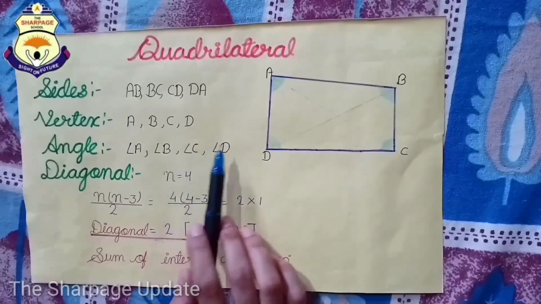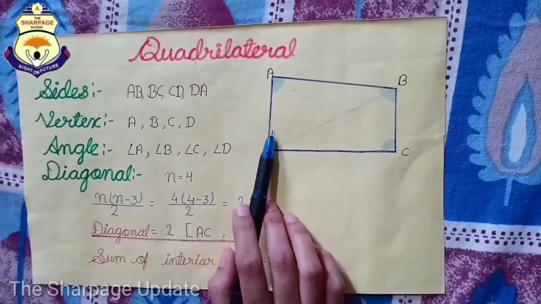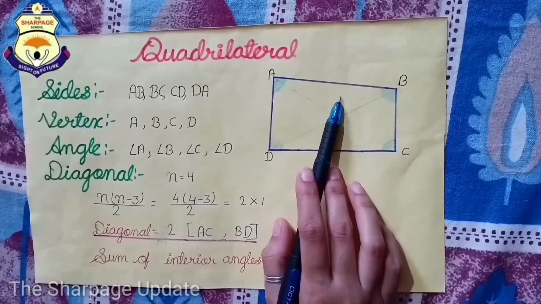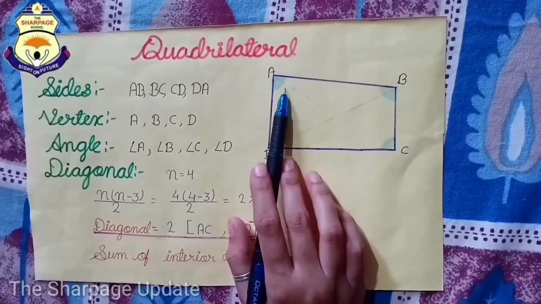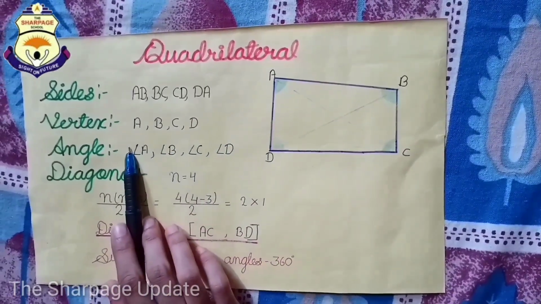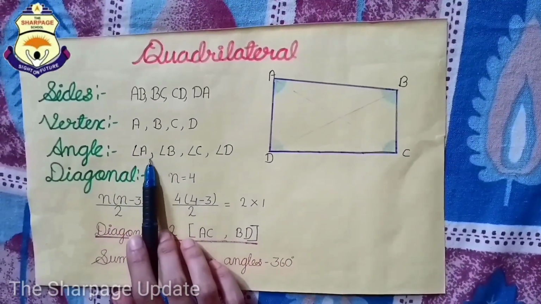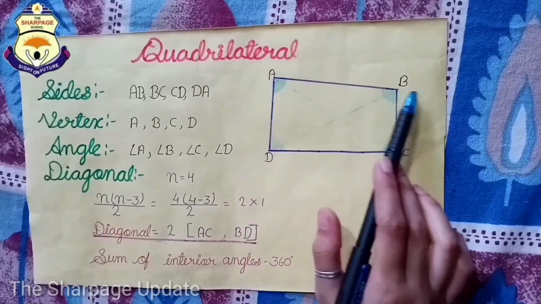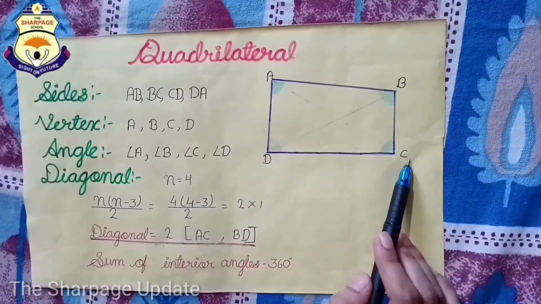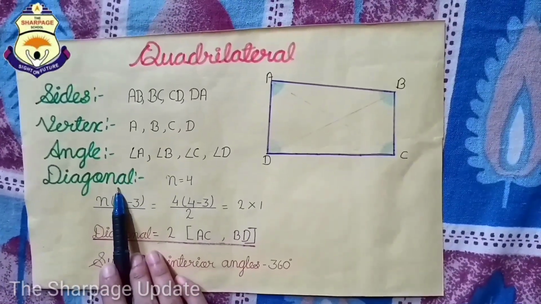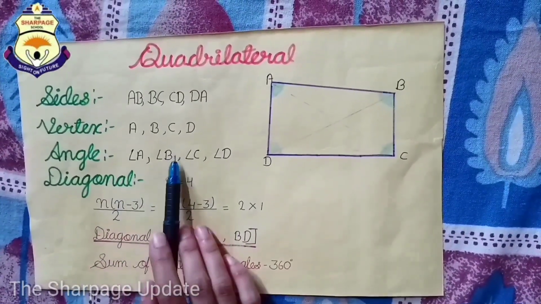It has 4 angles. In this figure, sides DA and AB meet at a point A and angle A is formed. So, a quadrilateral has 4 angles, and in this figure, angles are angle A, angle B, angle C and angle D. Now let's know how many diagonals are there in a quadrilateral.